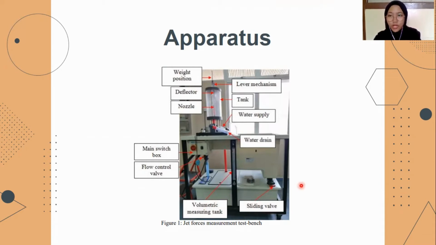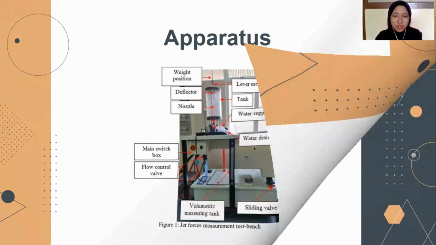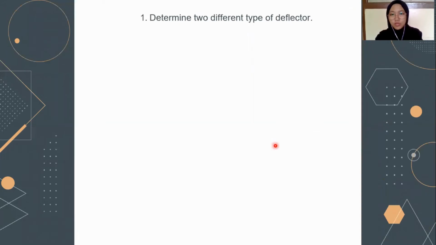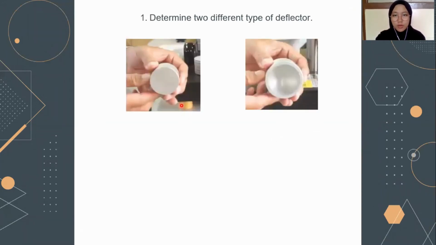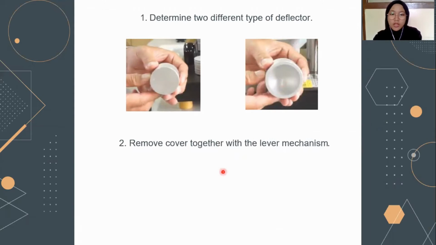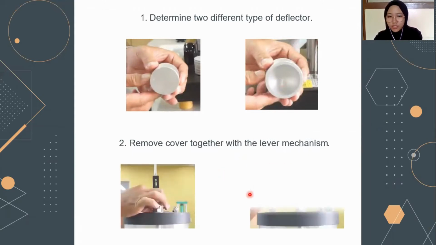Now we are going to look at the very first step of this experiment, which is to determine two different types of deflector. As you can see here, on the left picture is the flat surface deflector, and on the right picture is the hemispherical surface deflector. Then second step, remove the cover together with the lever mechanism. This is the cover that has been removed.